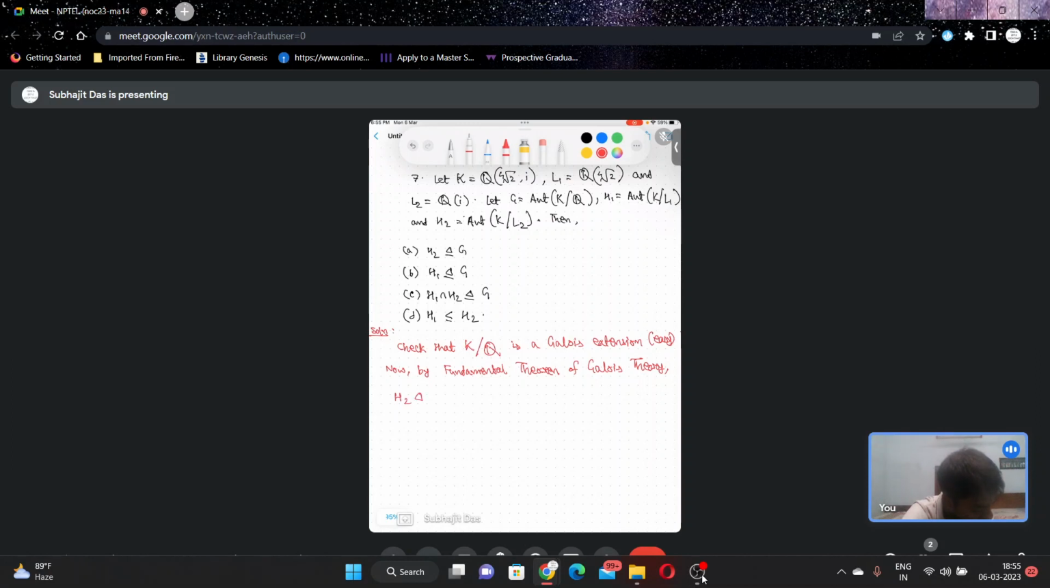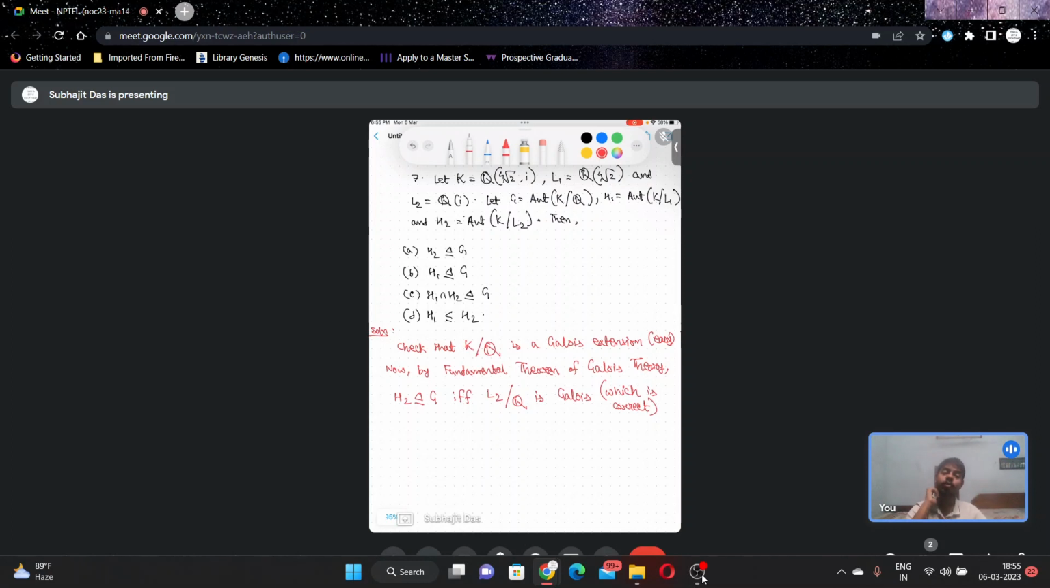H2 is a normal subgroup of G if and only if L2 over Q is Galois, which is correct. So this latest statement that L2 over Q is Galois is a true statement.